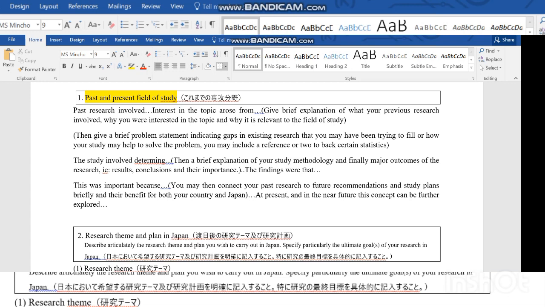So it's like you're writing a very, very condensed proposal, but you want important points to come out, and those important points you may wish to back with some reference. For me, I found it important to include my references there, even though that was not required. Then in this next part, it says the study involved determining. Here is a brief explanation of your study methodology, and finally major outcomes of the research, for example the results, conclusions, and their importance.